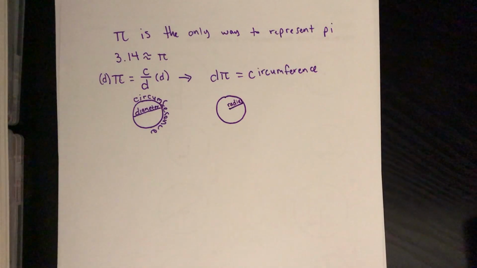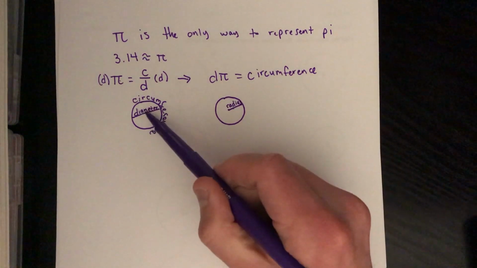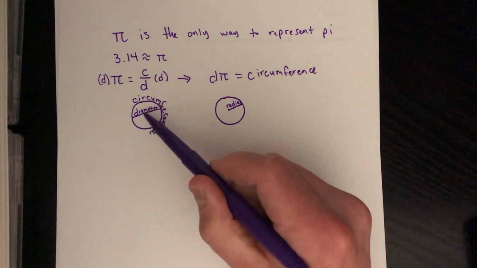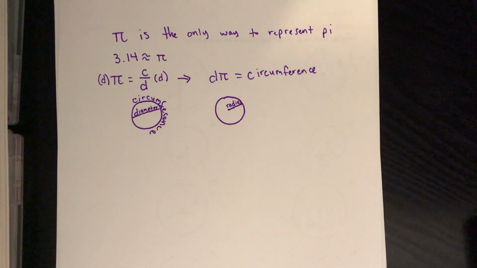And it should be fairly obvious that double the radius is equal to the diameter, or in other words, the radius is half of the diameter. And that actually comes up, well, you know what, let's talk about why that's a little bit important later.